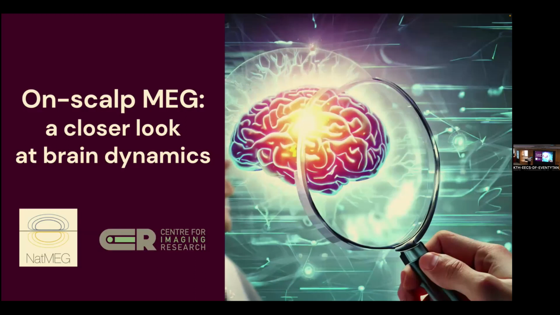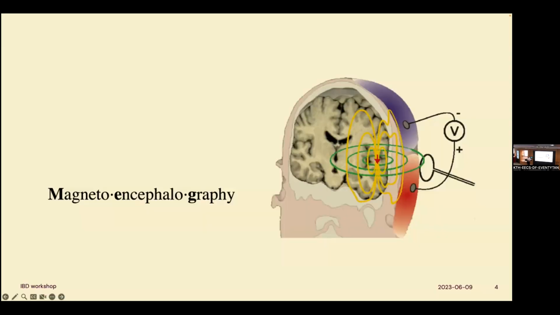So we're going to look a little bit at what MEG is to start with, from a technical perspective especially, since this is going to be a very technical talk mostly. And then look at how on-scalp MEG differs from conventional MEG. And then have a look at some clinical applications in epilepsy, which is something that I'm specifically interested in. So let's start.